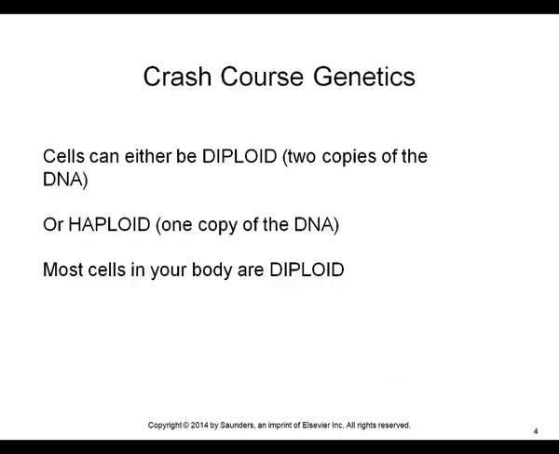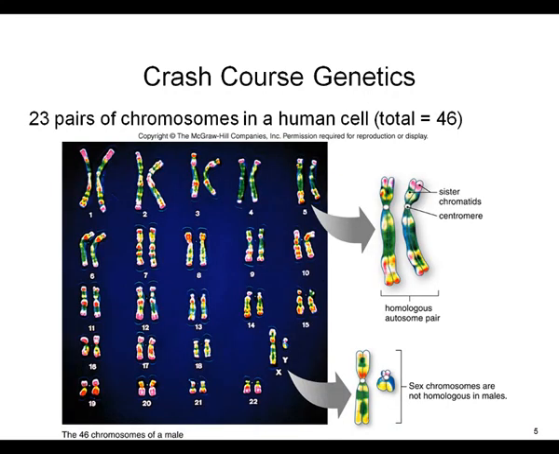Okay, cells can either be diploid, that is, they have 2 copies of the DNA, or they can be haploid, that is, they have 1 copy of the DNA. Most cells in your body are diploid. So you may be aware that you and I, as human beings, have 23 pairs of chromosomes. Other organisms may have more or less, right? You know, cabbages have so many, and fruit flies have 4, and dogs have a certain number. But humans have 23 pairs of chromosomes.